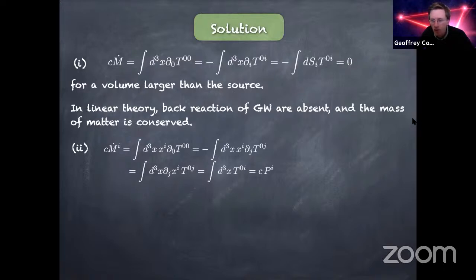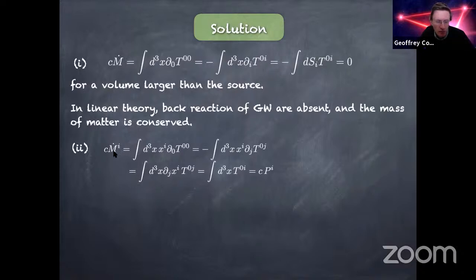You can be a bit surprised that the mass is conserved, because you're emitting gravitational waves. But in linear theory, there's no back reaction of gravitational waves. The mass of matter is conserved. You have to go to second order beyond the linear theory to start to see that the mass is not conserved. So in linear theory, the mass of the matter is conserved.